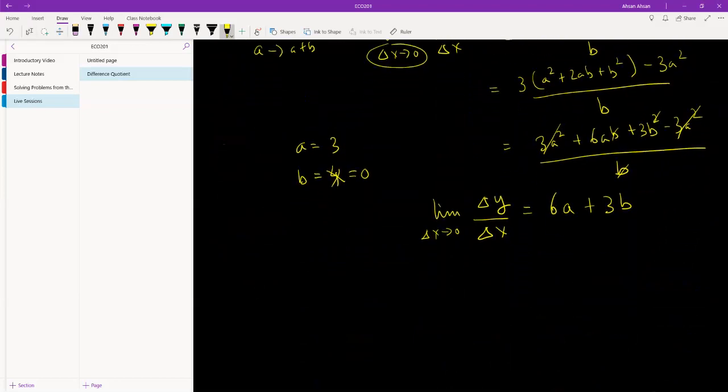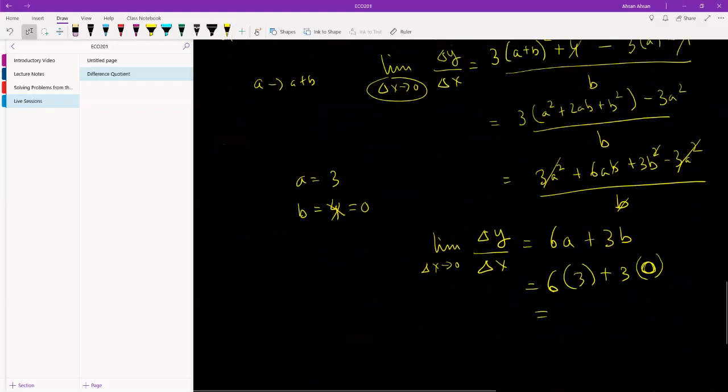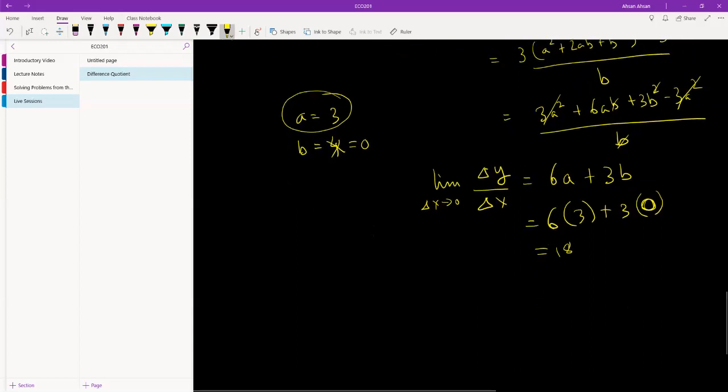Very small, so let's just assume it's a negligible value. So effectively, what we end up with is 6 times a, which is 3, plus 3 times, now over here we have a value that's not exactly 0, but very close to 0. So let's just assume that it is 0. And what we end up with is 18. What that means is that at the specific point of a equal to 3, not over a range like we had seen previously, but at the specific point of a equal to 3.